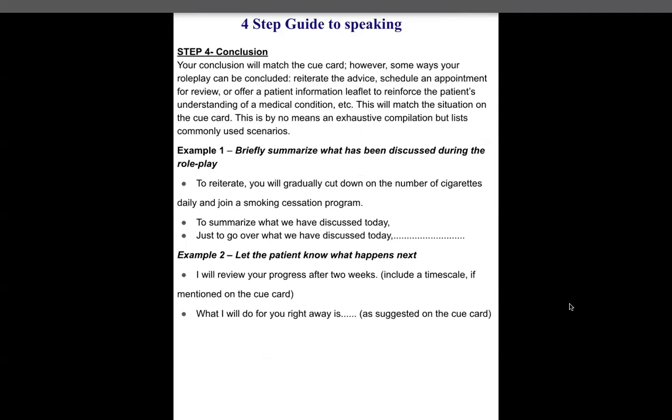So step 4 is conclusion. So always remember, you have to conclude your role play. Don't just leave the patient hanging. So there are certain ways that you could conclude.